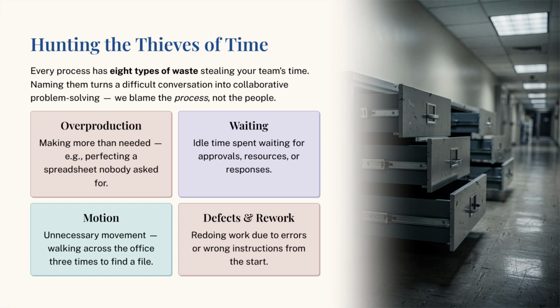They include things like overproduction, making more than what is needed right now, and waiting, the time when someone is idle because they are waiting for a resource. There is also the waste of motion, like having to walk across the office 3 times to find a file, and the waste of defects, like when you have to redo a piece of work because of an error.